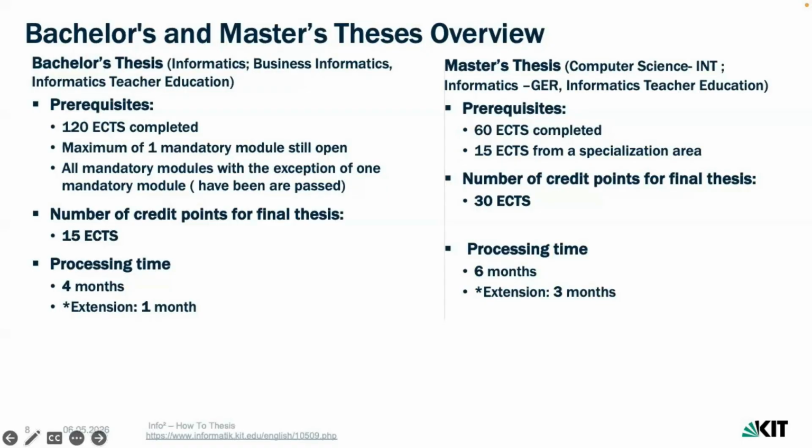However, the processing time is 6 months, and therefore it's a lot bigger. And the extension period you can extend to is 3 months. Also, the same rules apply. You have to apply for it 2 weeks in advance. It's not guaranteed. You will have to have a valid reason for that, which is not your own fault.